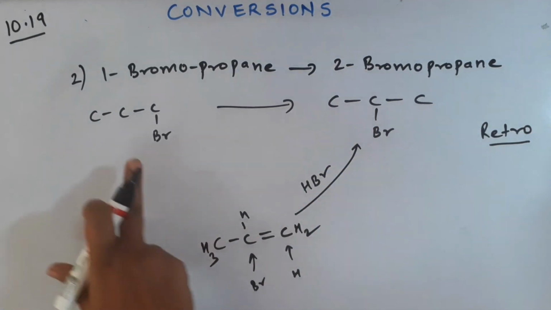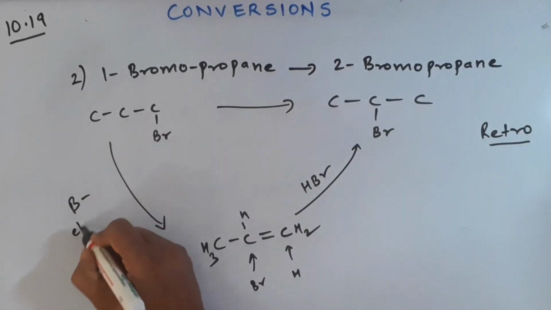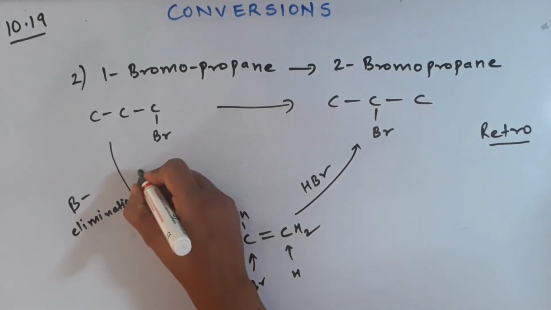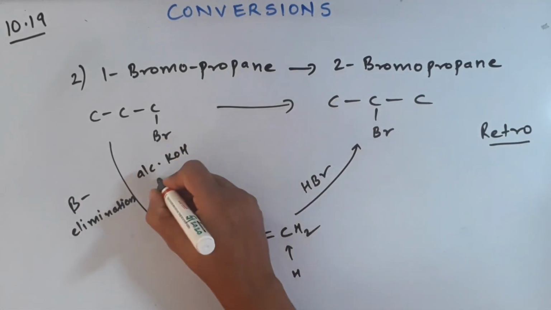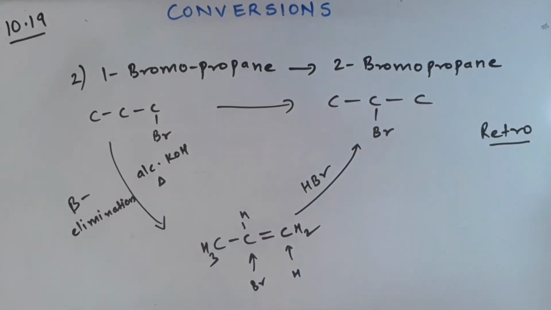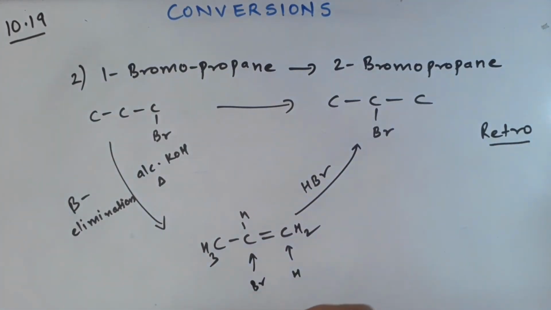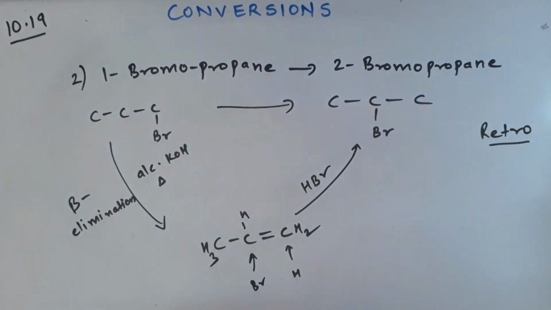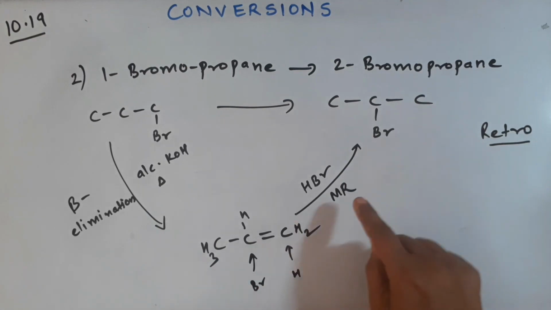And how to get the double bond from here? It's a very well known fact. By beta elimination we can do this process, and for this we have to use the reagent alcoholic potassium hydroxide and heat it. So remember, when we have to remove the bromine and attach the bromine once again, we have to do beta elimination followed by addition of HBr, sometimes Markovnikov's rule, sometimes anti-Markovnikov's rule. Now here we did it according to Markovnikov's rule.